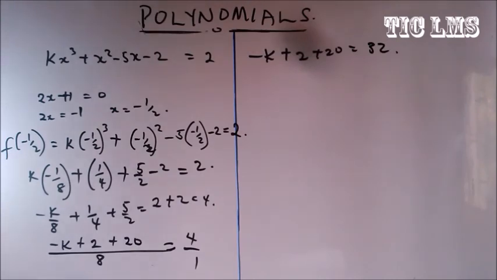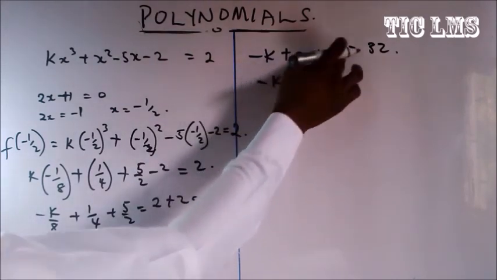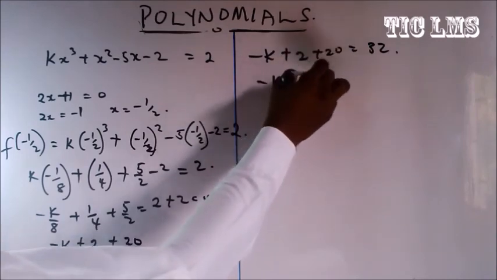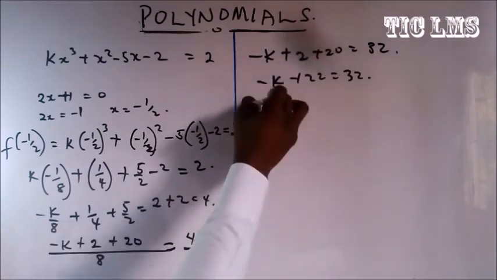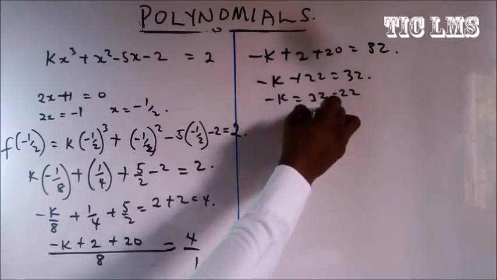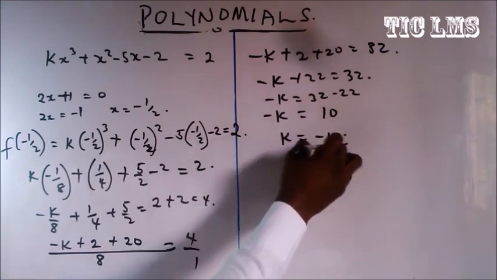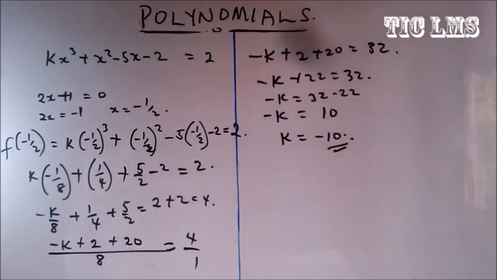Next is we collect like terms. We have minus k, we have 2 plus 20, that gives 22 equal to 32. So minus k equal to 32 minus 22, that gives 10. So minus k equal to 10, hence k equal to minus 10. So the value of k is minus 10.